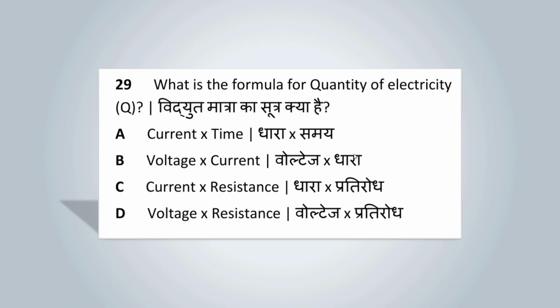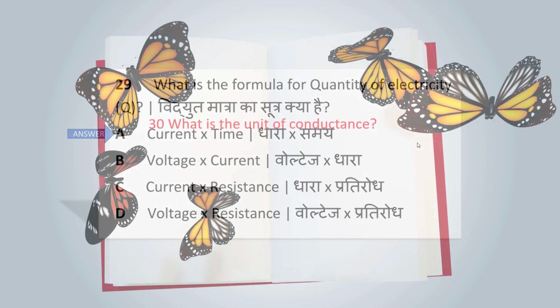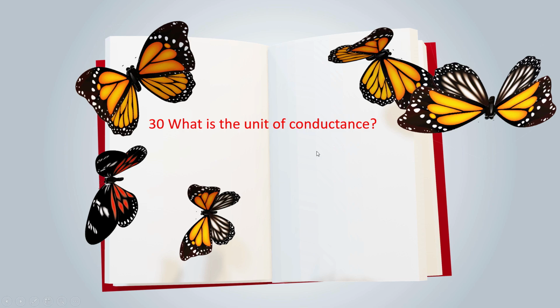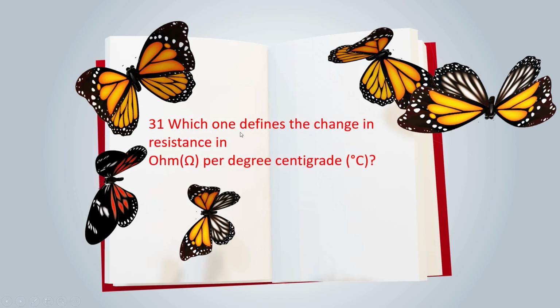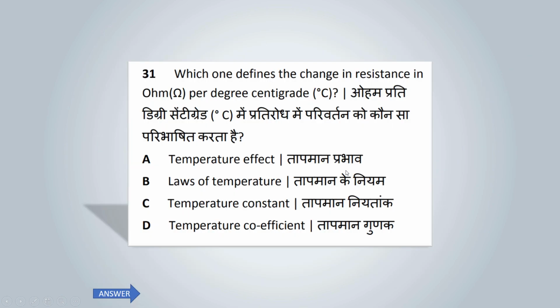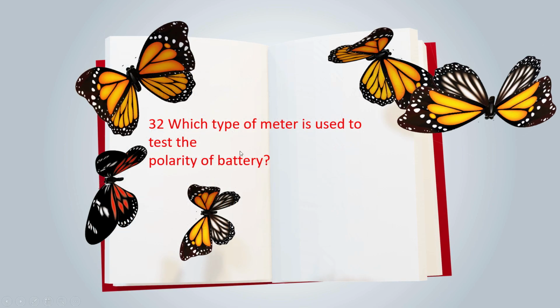What is the unit of conductance? Conductance means reciprocal of resistance. Therefore, unit is mho. Which one defines the change in resistance in ohm per degree centigrade? The answer is temperature coefficient. Which type of meter is used to test the polarity of battery? The answer is moving coil voltmeter.